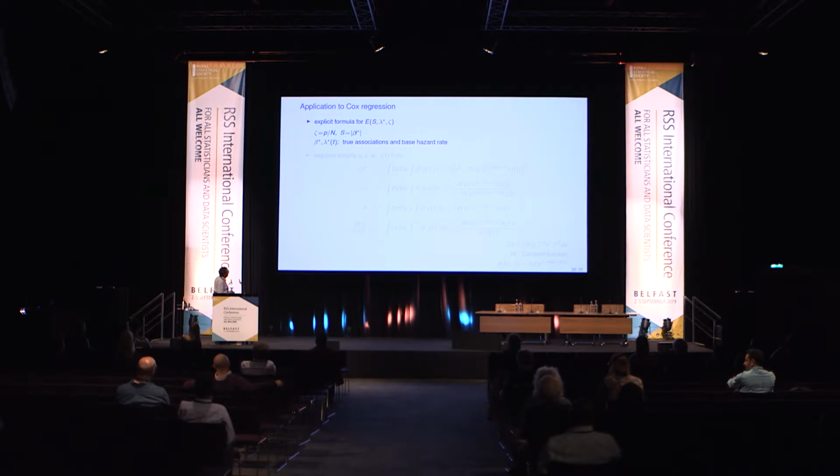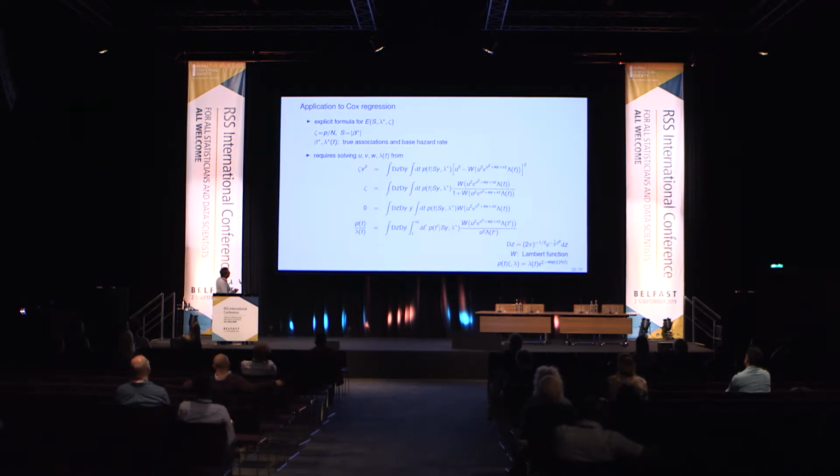So let me show you applications, so that in between the previous page and this page would be a lot of work, but what you end up with is this. You find that ultimately you can take all your limits, you can look at large systems, and you get an explicit formula for this quantity E. And the only place where the properties of the true parameters that we don't know still reside are in S, which is the absolute value of the true association parameters, and lambda star, the true base hazard rate.